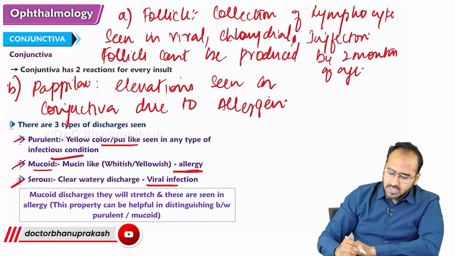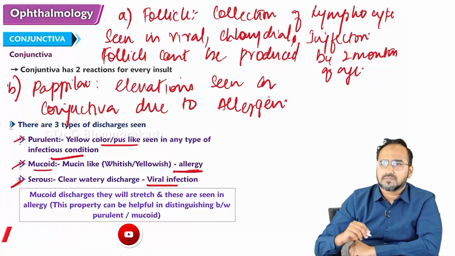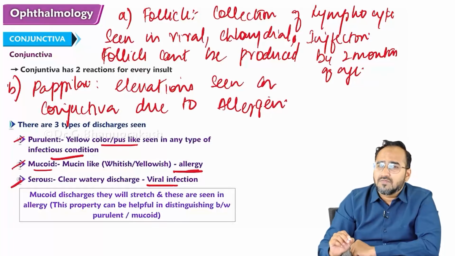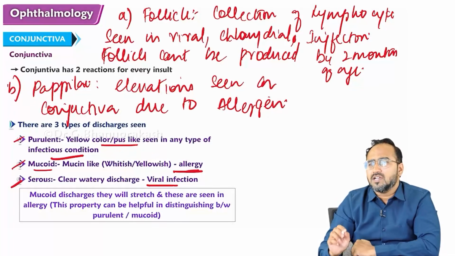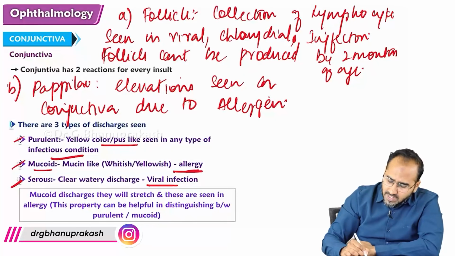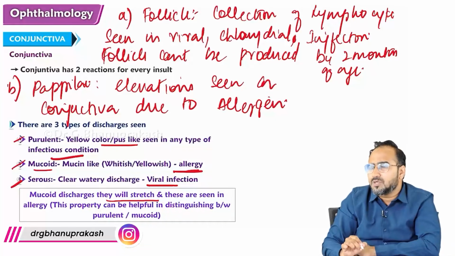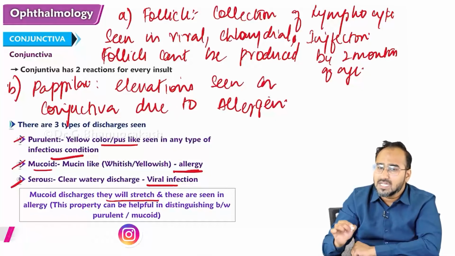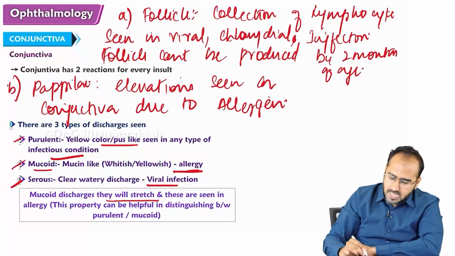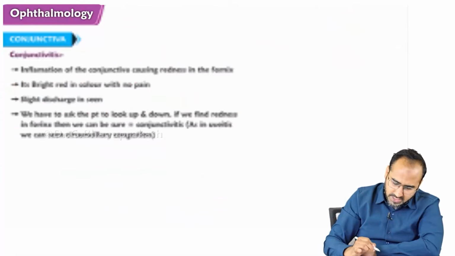Okay. The thing is, basically, by looking at the discharge also, you can say what kind of thing has entered the eye. If it is a mucoid discharge, it will stretch. Stretching property of the discharge will help to differentiate the mucoid with the serous discharge. Okay. So mucoid discharge will stretch.